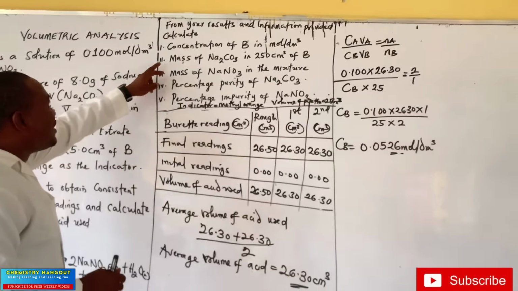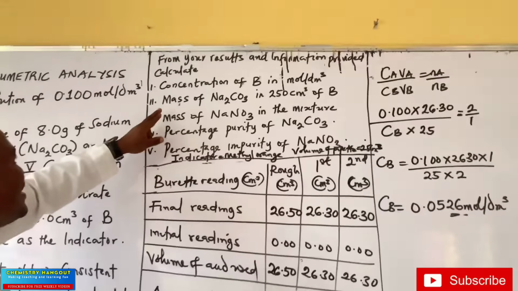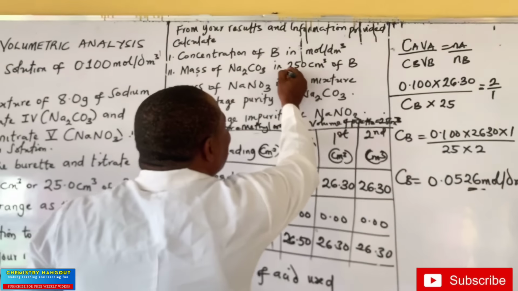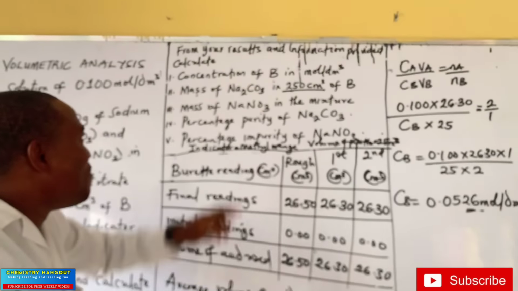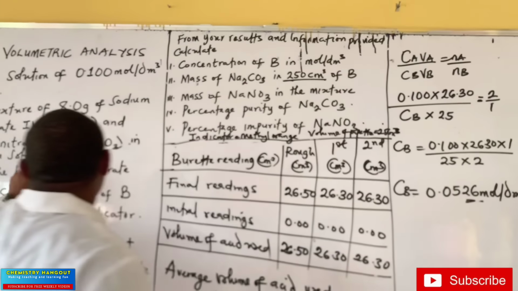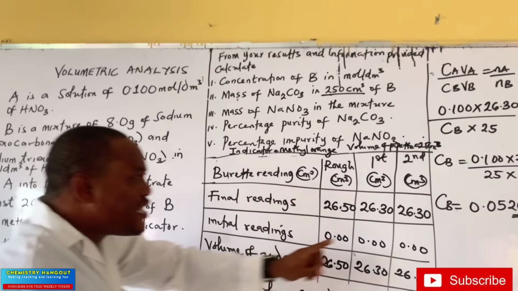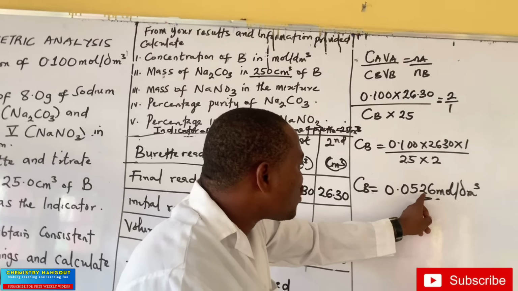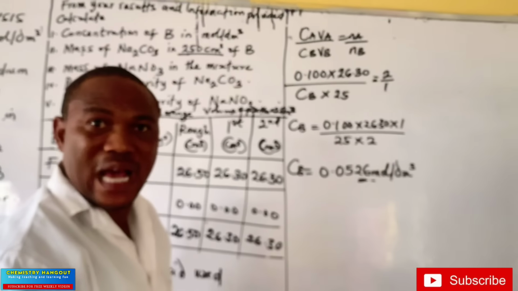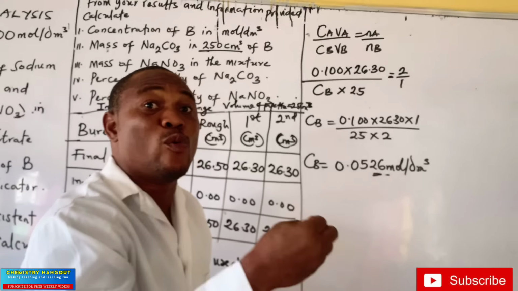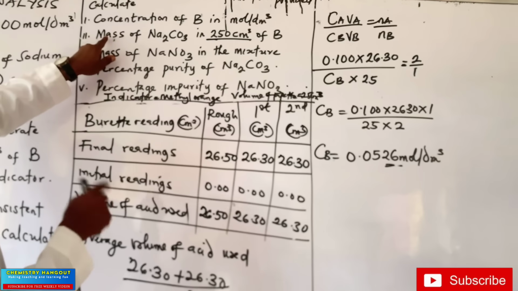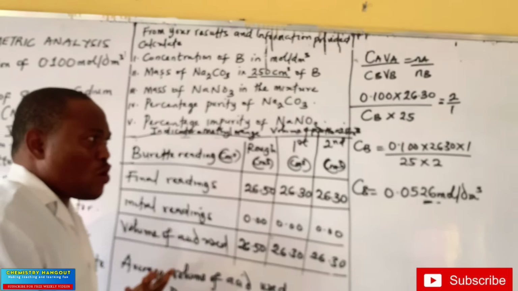Okay. Now look at something. Please pay attention to this. You say mass of Na2CO3 in 250 centimeter cube of B. Look at that. Mass of Na2CO3. Don't forget that the B we calculated is our Na2CO3, right? Now, what is the meaning of this? It's 0.0526 mole per dm cube, which means you have this mole in 1 dm cube. That's the meaning. And what is the meaning of 1 dm cube? 1000 centimeter cube. But they want us to get the mass now in 250. So what do I need to get?